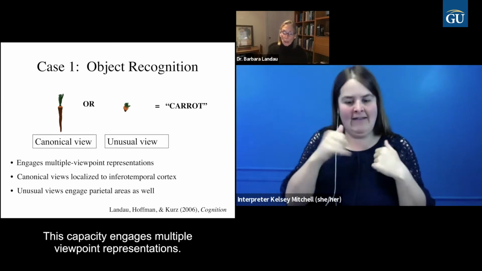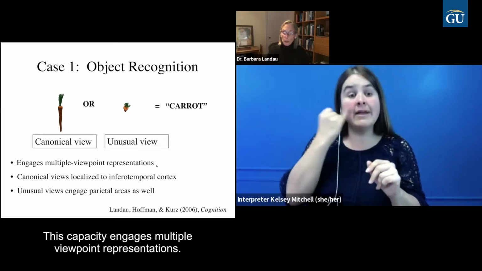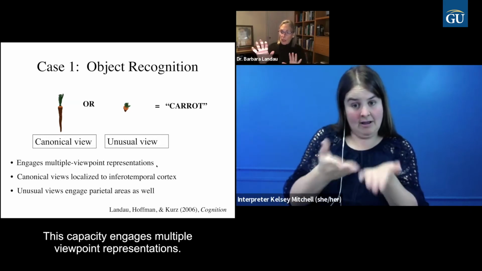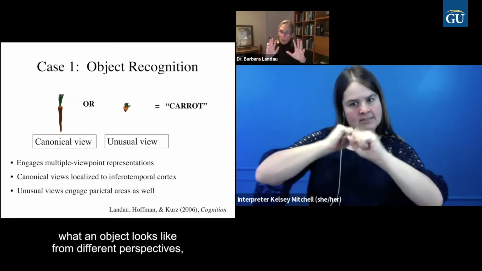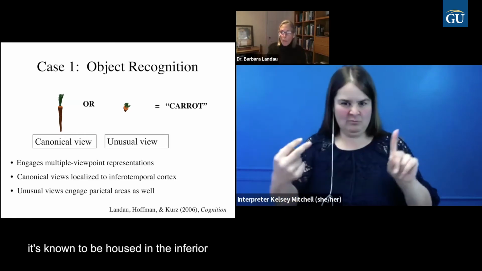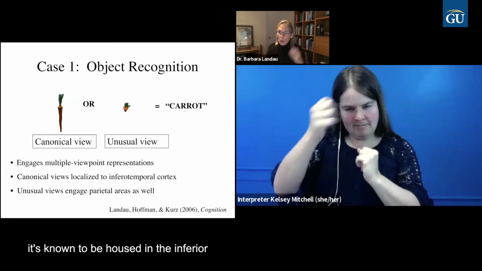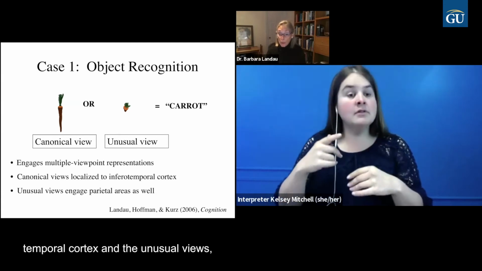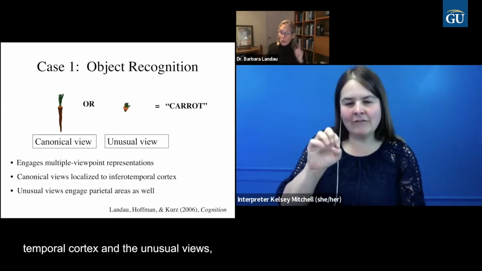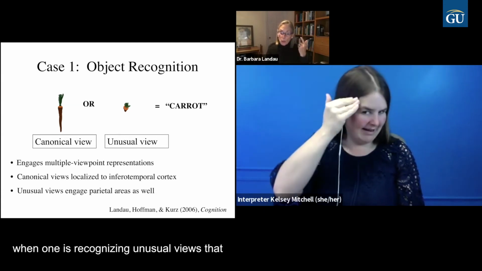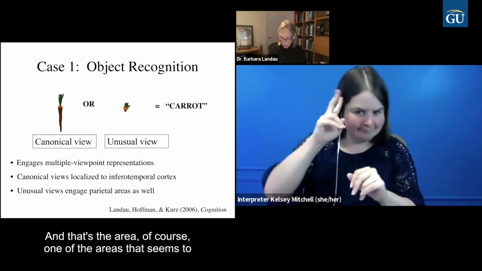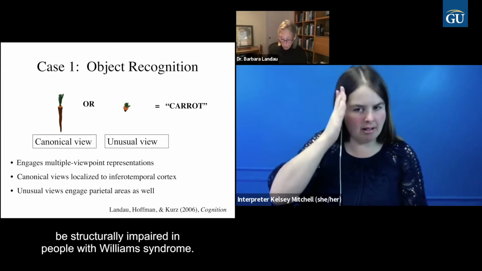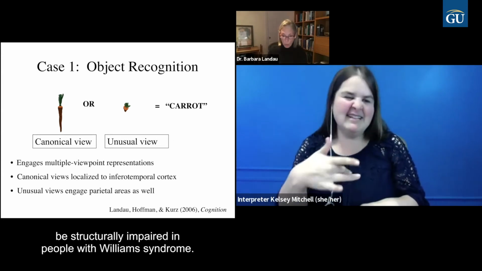This capacity engages multiple viewpoint representations. That is to say, you have to be able to represent or store what an object looks like from different perspectives. It's known to be housed in the inferotemporal cortex. And when one is recognizing unusual views, that very often engages parietal areas as well. And that's one of the areas that seems to be structurally impaired in people with Williams syndrome.